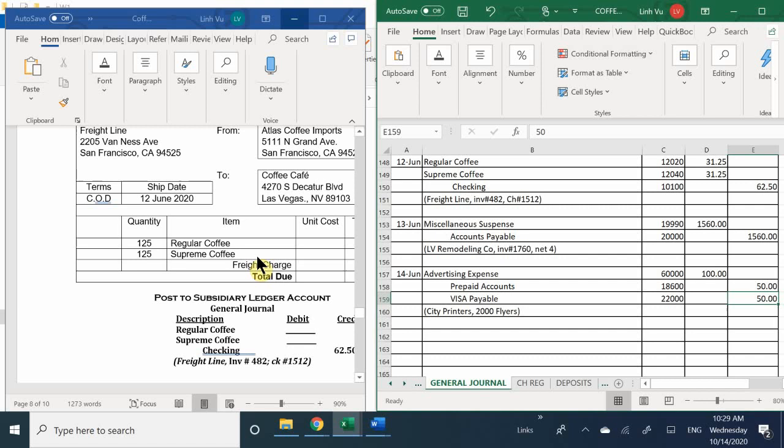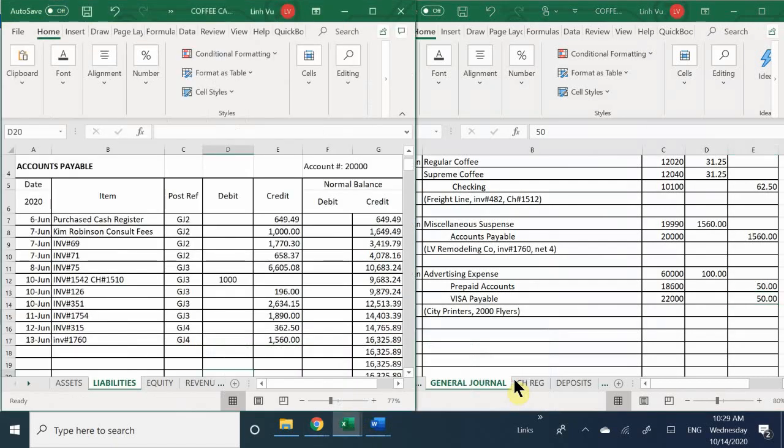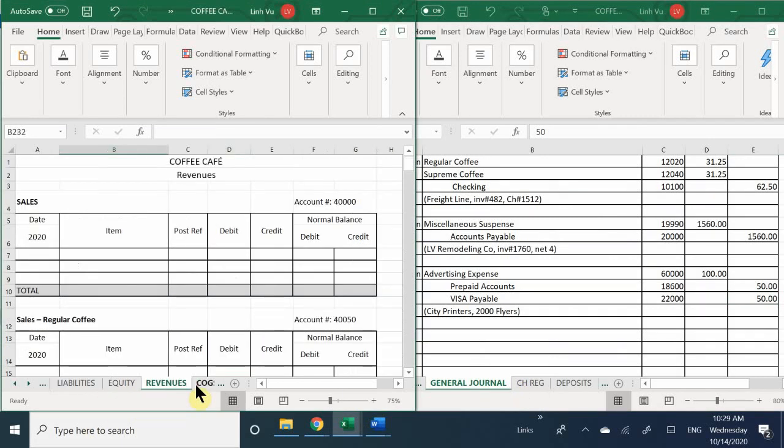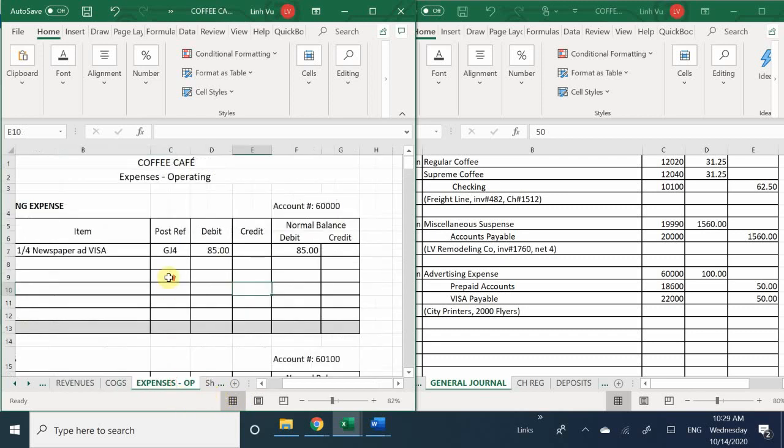Could we have placed the $50 in advertising expense, or no? Wait till the transaction is complete. Wait till we get the rest of the flyers.